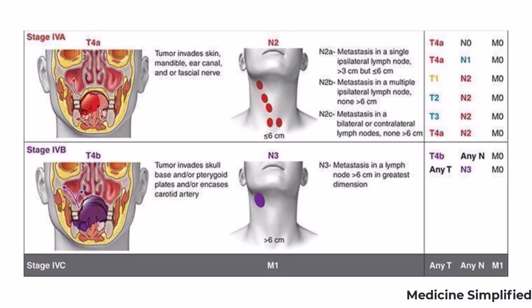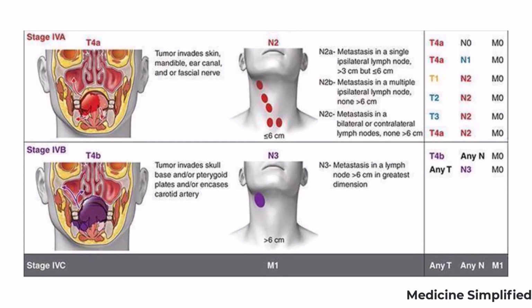Coming to stage 4A. T4a is which involves lip or oral cavity. Stage 4A can indicate T4a, N0, M0 or N1, M0, N2 or M0. Next is stage 4B.